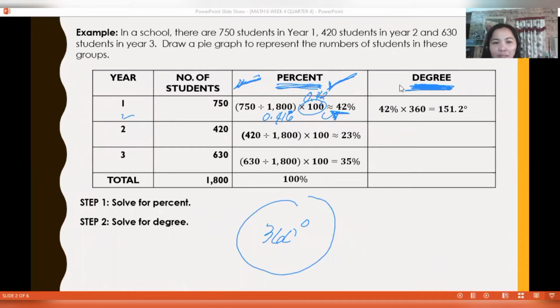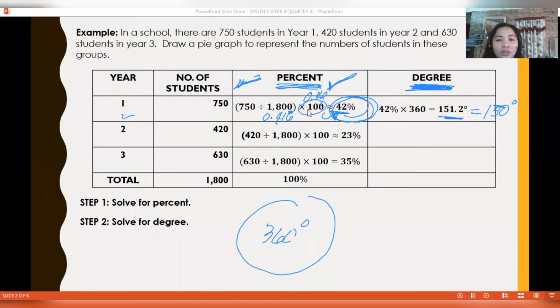So, kung balik tayo, kung mapapansin nyo, ito, 151, that is equal to 151.2 degrees. Diba? So, dun sa inyong module, that is equal to 150. Konti lang naman yung diferensya. Bakit nagkaroon ng pagkakaiba? Dito kasi, nag-round tayo dito sa 42% natin. Doon sa module nyo, diretso siya sa compute ng degree, so walang rounding na naganap.